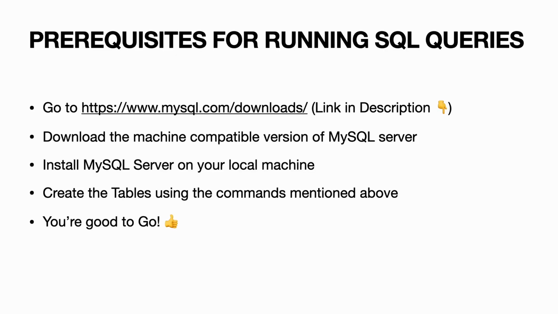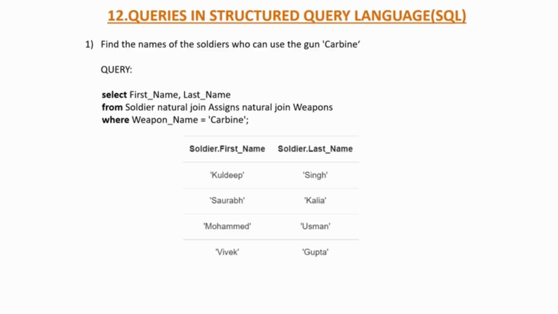Next, we will try to run some SQL queries. For that, go to the official website of MySQL. The link to the same will be provided in the description below. Then download the machine-compatible version of MySQL Server. Install MySQL Server on your local machine. Once that is done, create the tables using the commands mentioned above. Finally, you're good to go. Now we will start with the queries in SQL, which stands for Structured Query Language.